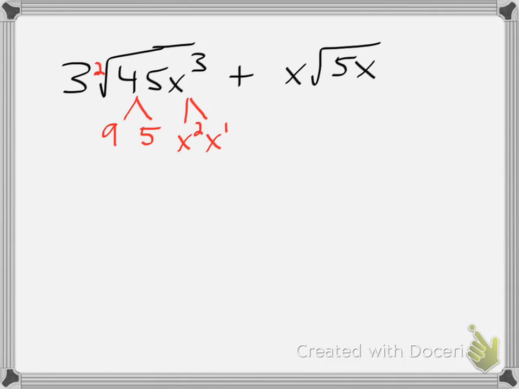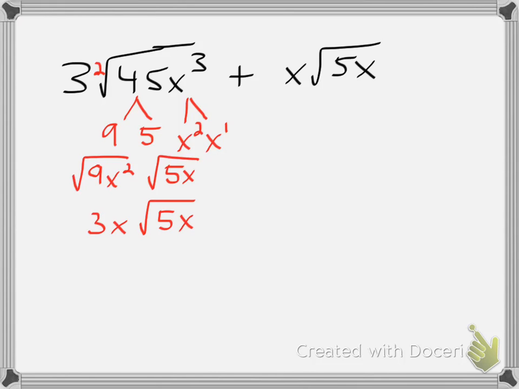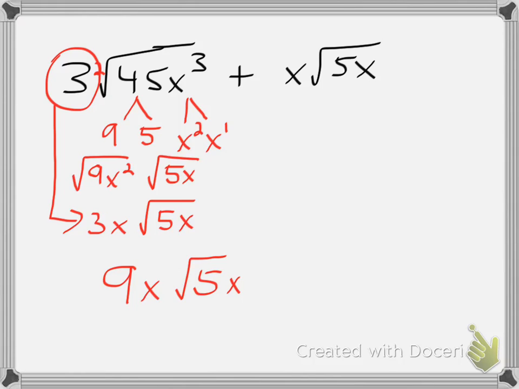Now I'm going to break this into 2 radicals, the first of which is going to have everything that I can take the square root of, my 9 and x squared. The second radical has everything else, my 5 and the x. Now I'll take the square root of 9x squared, and that becomes 3x, still times the square root of 5x. Now I want to take anything that's in front of my radical, in this case a 3, bring it down and multiply, so I get 9x square root of 5x.